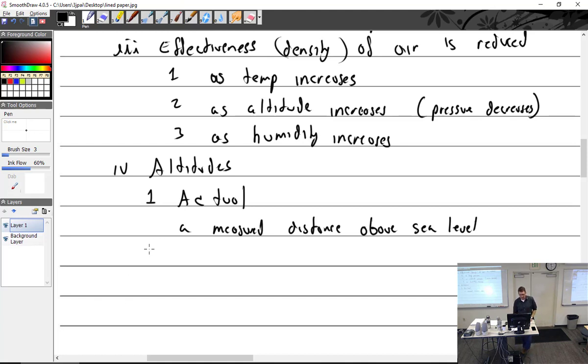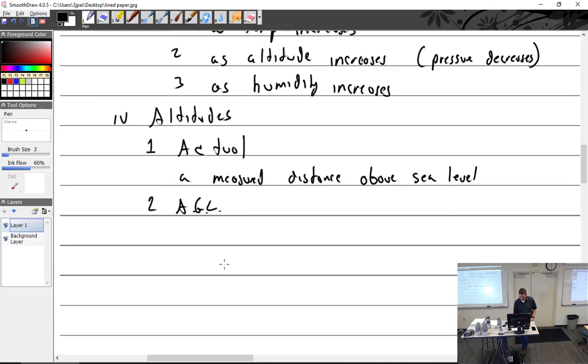Yeah, some of this is a little more pilot stuff. AGL, above ground level. That's how far you're going to fall if you don't set up the engine correctly. So that's measured distance above the ground.